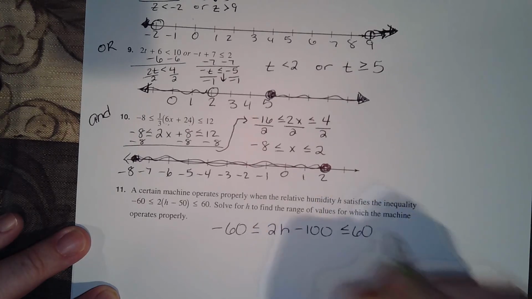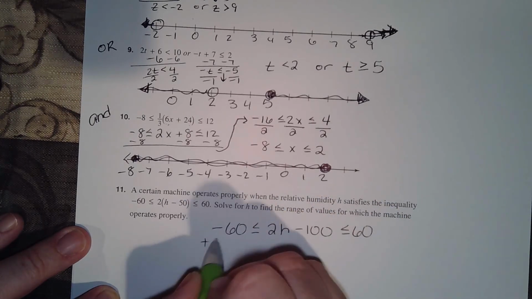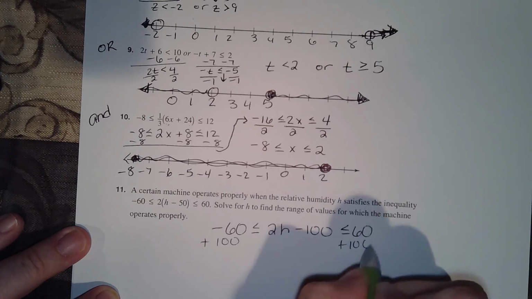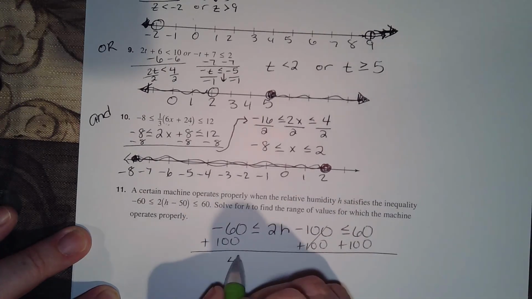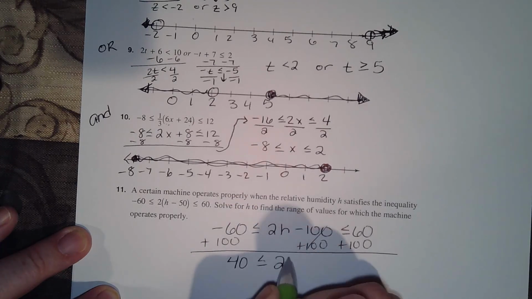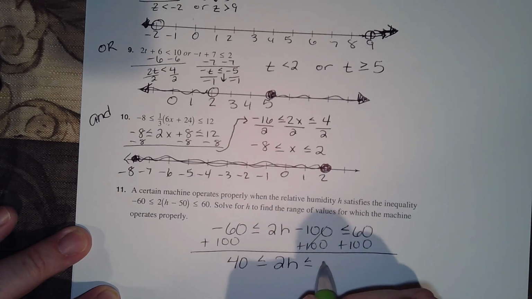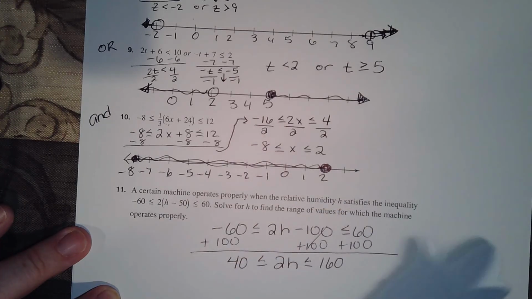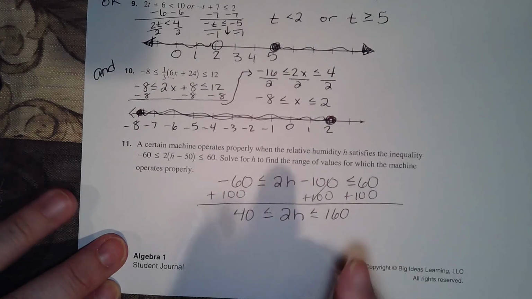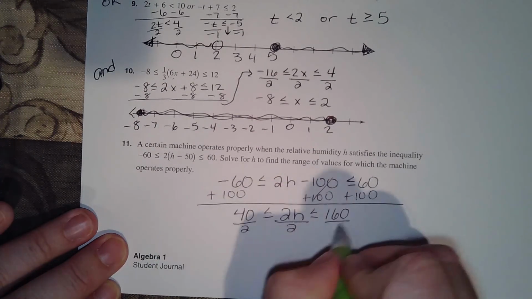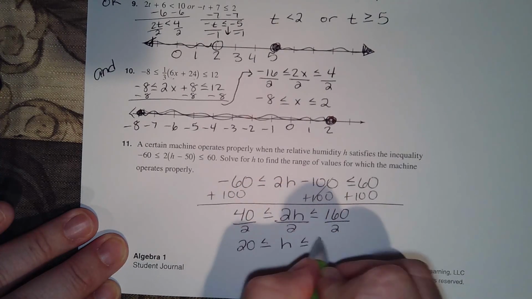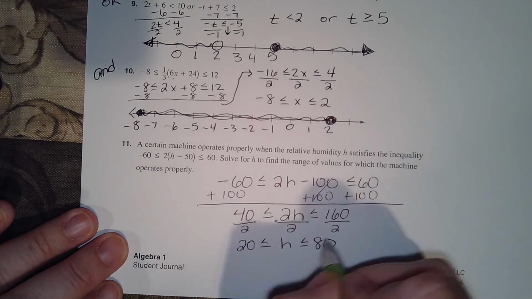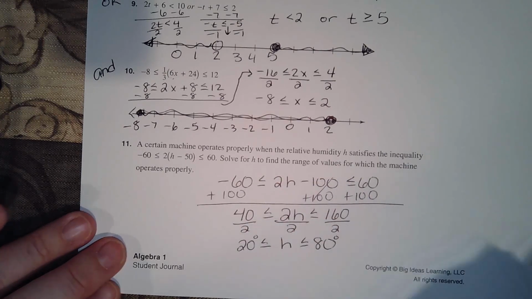Now I'm going to take and add 100 to each of them. And showing the 100 in the middle so that it drops it. So this is 40 is less than or equal to 2H, which is less than or equal to, this should be 160. And then our last step is to divide it by 2. So 20 is less than or equal to H, which is less than or equal to 80. So that means the range in which you could do is 20 degrees to 80 degrees.